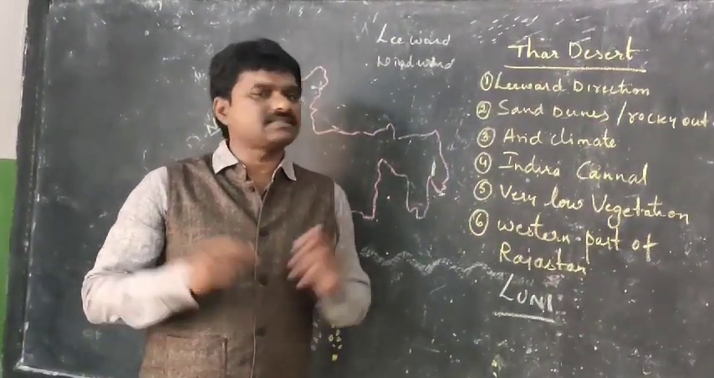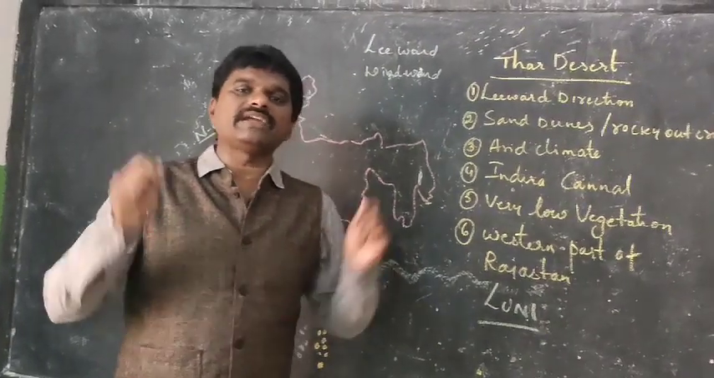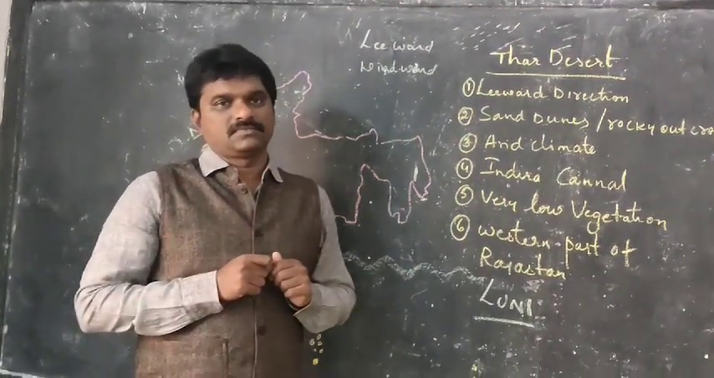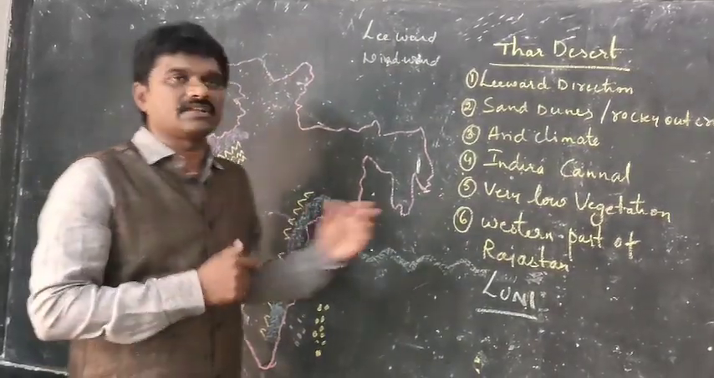So that is about the Thar Desert. You know, this is also called the Great Indian Desert. So that is about the most important feature of the Thar Desert.